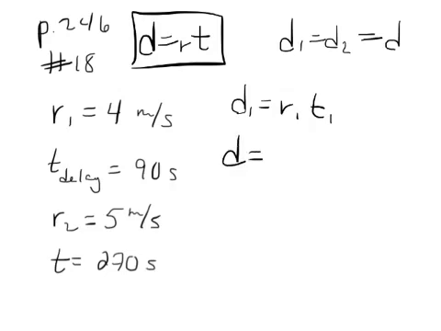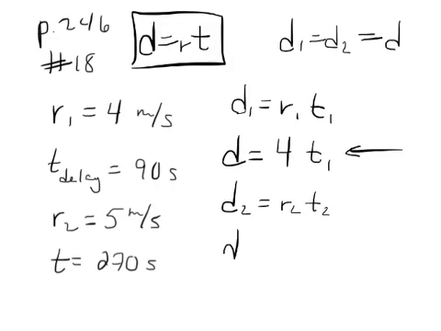The rate on the way up is 4. The time it takes on the way up is unknown. So that's our first formula. Second formula, D2 equals R2 times T2. The distance on the way down is the same as the distance on the way up, which is still D. The speed on the way down is 5.